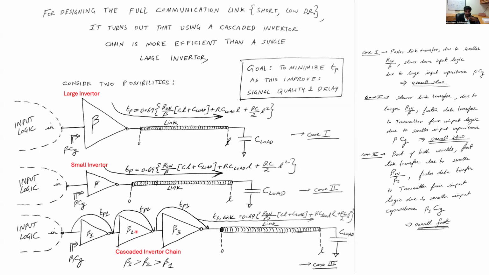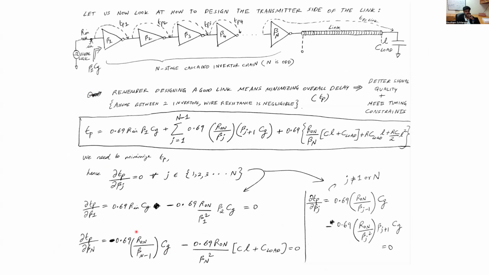You can pause and read over what is mentioned in the three cases. So now let us look at how to mathematically design the transmitter side of the link, and then we look at how to design the overall link, including the transmitter and receiver.